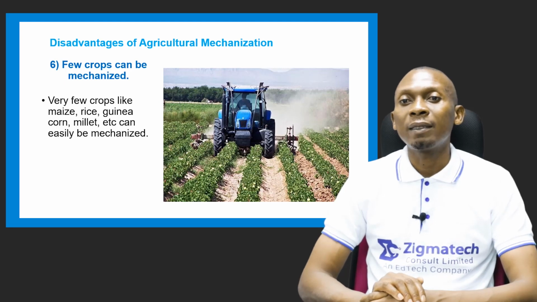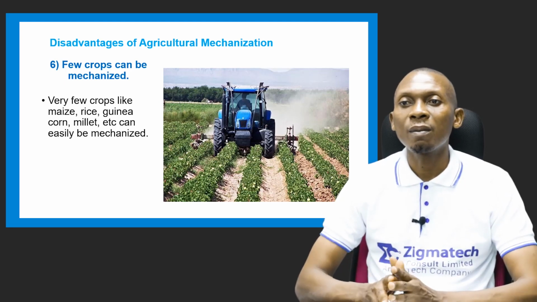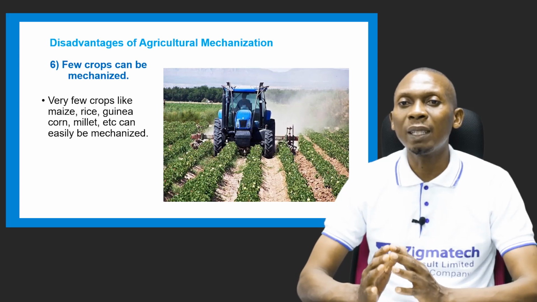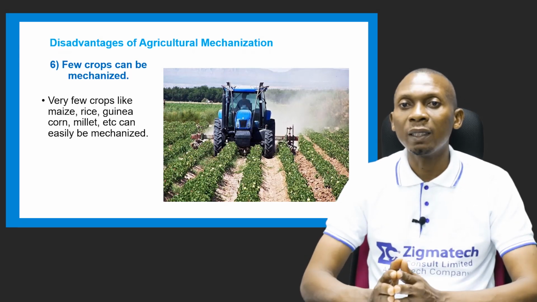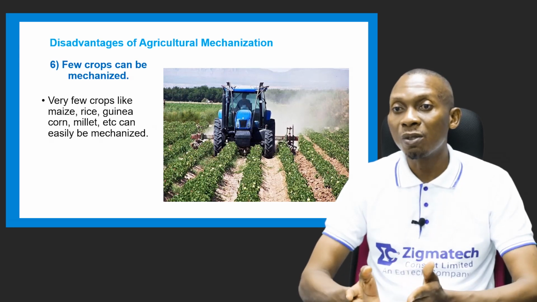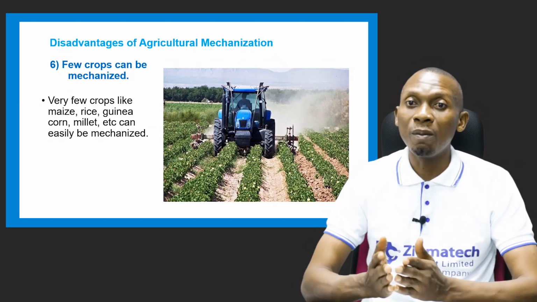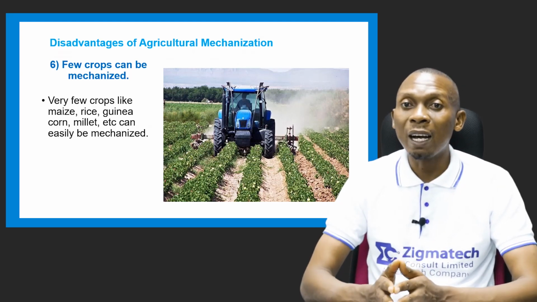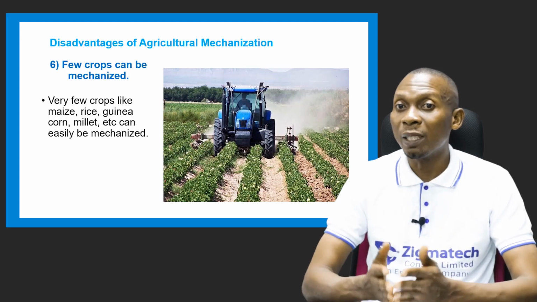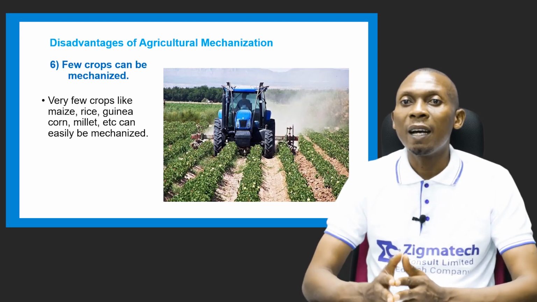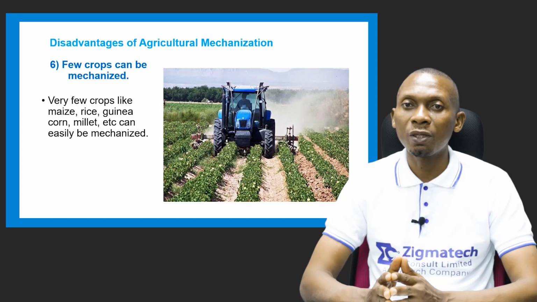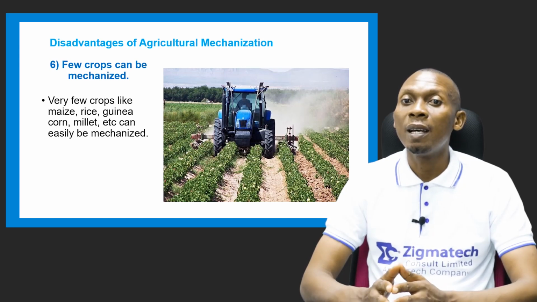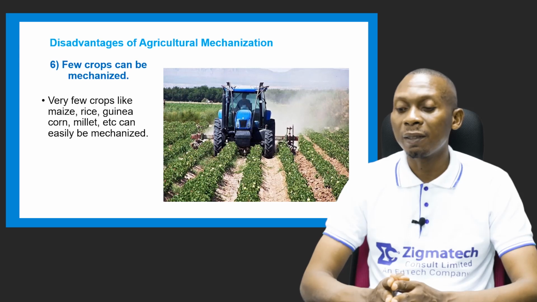Few crops can be mechanized. It's not all crops that can be mechanized. Machines have to be developed or built or tailored to suit the morphology of the crop that is being cultivated. And we have so many types of crops with different types of morphology. You can see the tomato is different from how maize or rice looks. The yam is different from how the tomato looks. So these machines have to be developed or tailored to suit the morphology of the crops in question. So very few crops like maize, rice, and guinea corn can easily be mechanized. It's not all crops that can be mechanized.